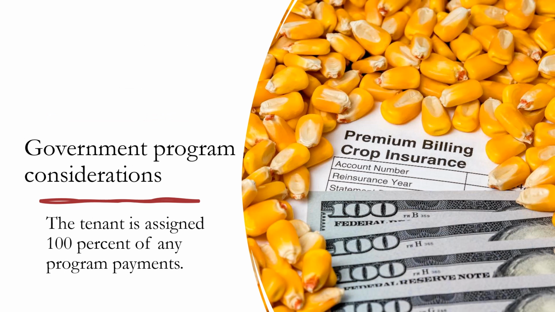The cash lease also affects the property owner's involvement in USDA programs. With a fixed cash rental agreement, the tenant is assigned 100% of USDA program benefits, such as disaster payments.